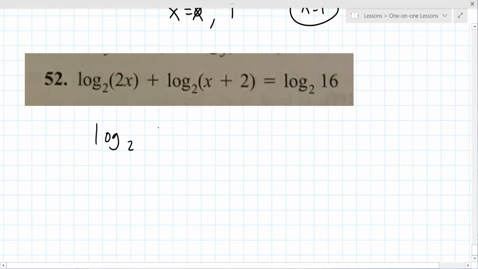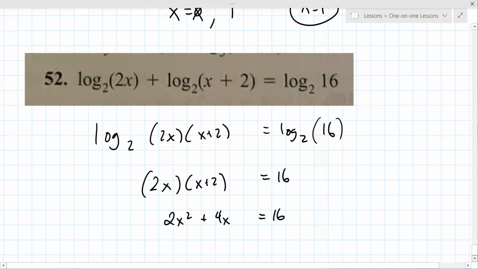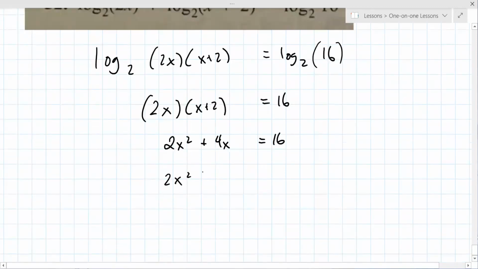Log base 2 of 2x times x plus 2 equals log base 2 of 16. Because they're the same on both sides, you can just set the inside parts equal. 2x times x plus 2 equal to 16. 2x squared plus 4x equals 16. Move the 16 over.